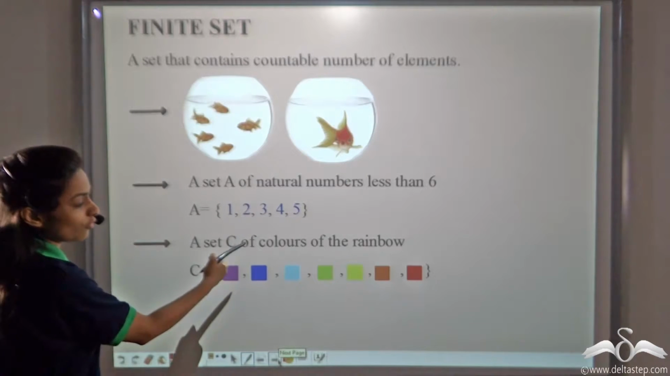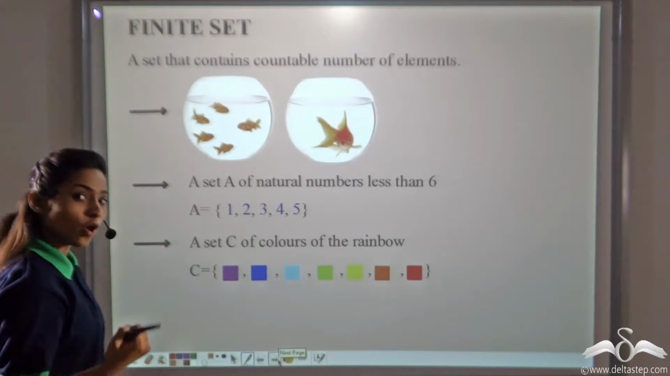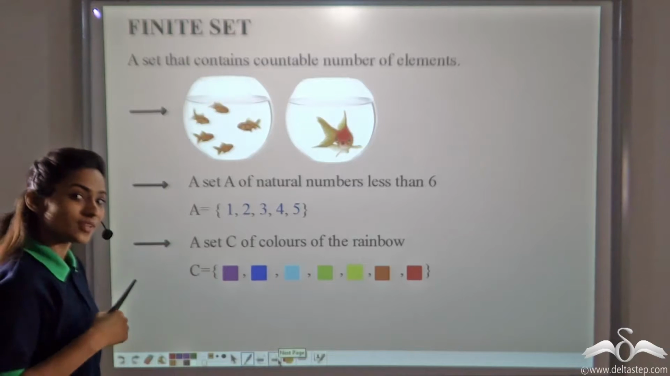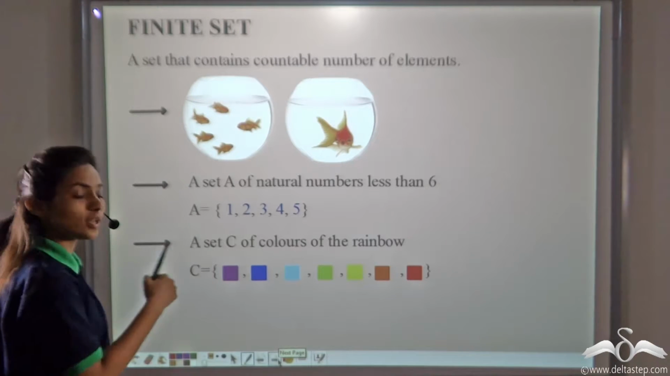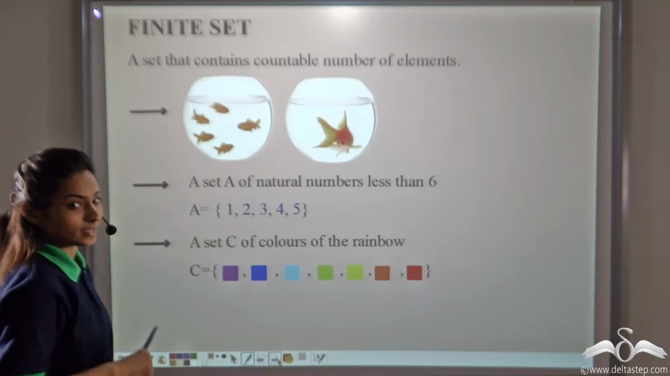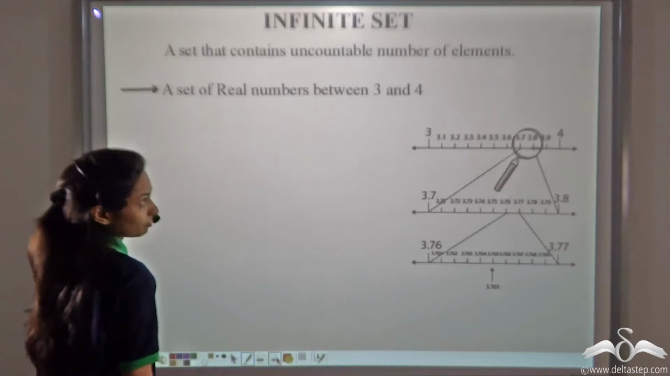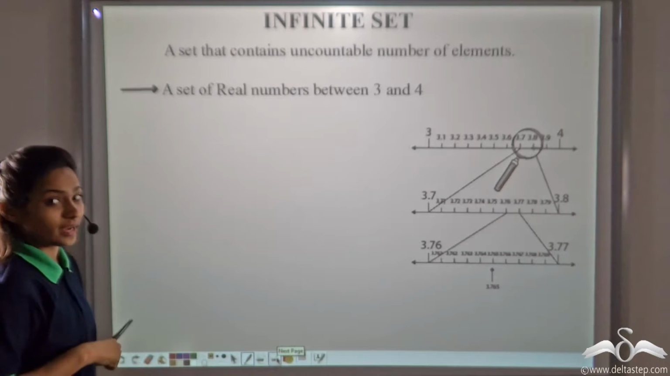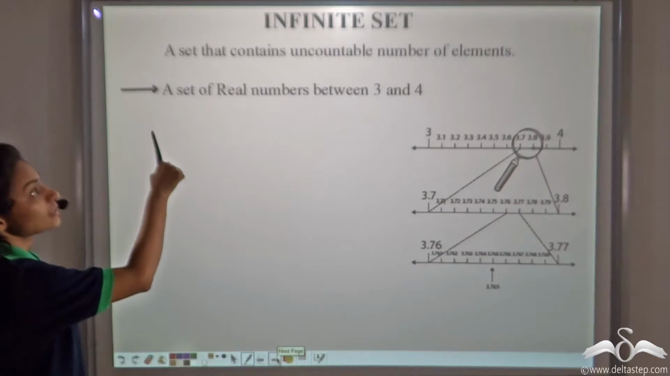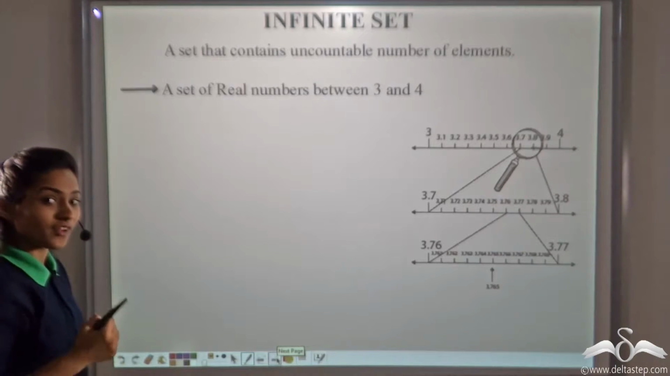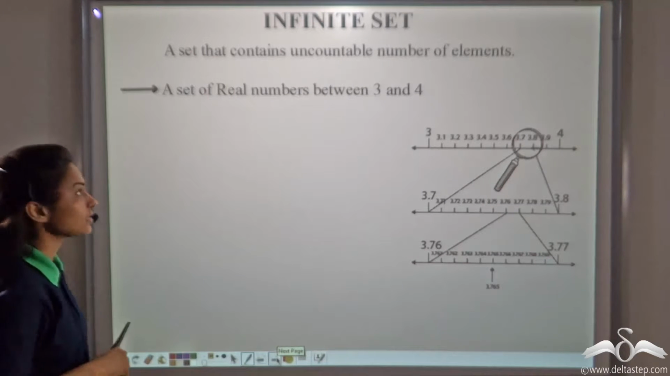Now, a set C of colors of the rainbow. We all know that a rainbow has 7 colors. So, the set of colors of the rainbow is a finite set. Now, what is an infinite set? A set that contains an uncountable number of elements is an infinite set.